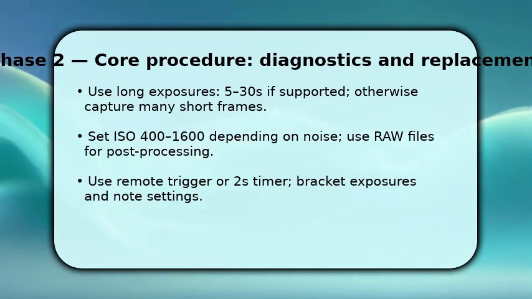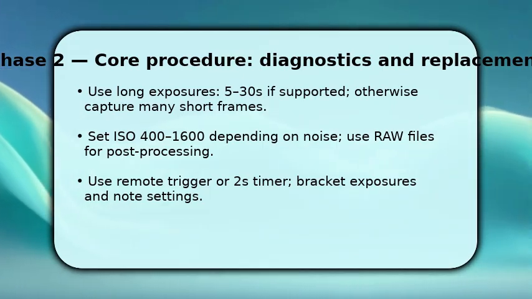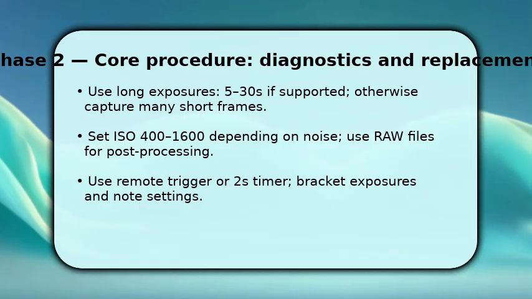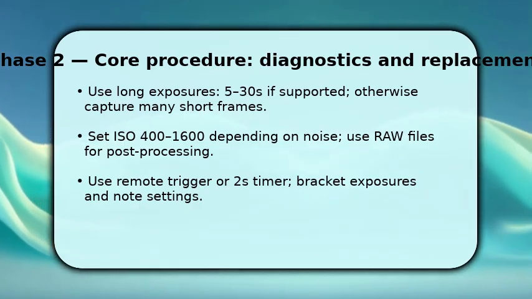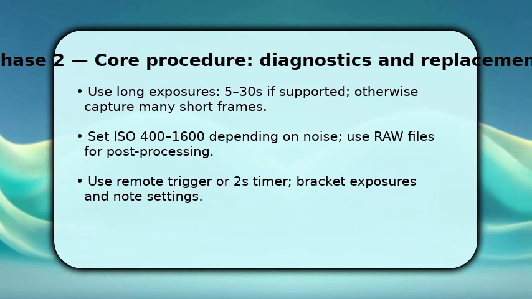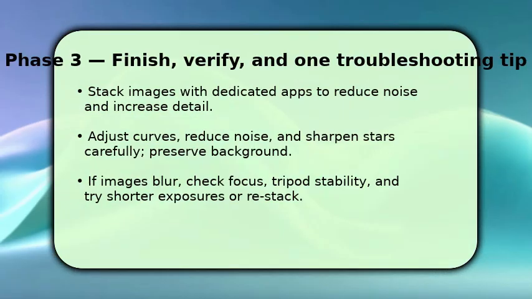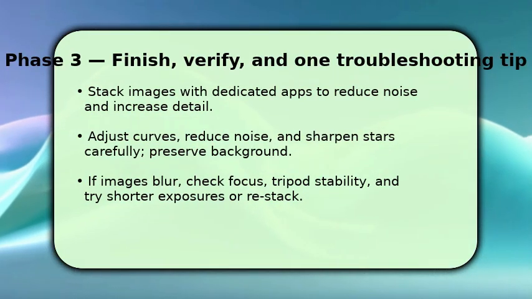And bracket exposures. Take several at different ISOs and lengths so you can pick the best in processing. Finish by importing RAW frames into a stacking app or desktop software to align and average images. This boosts signal and lowers noise.